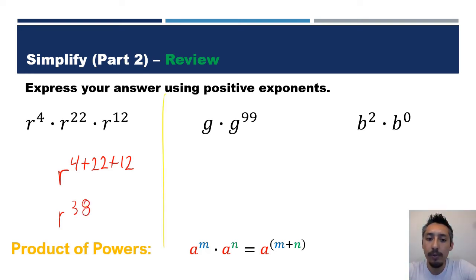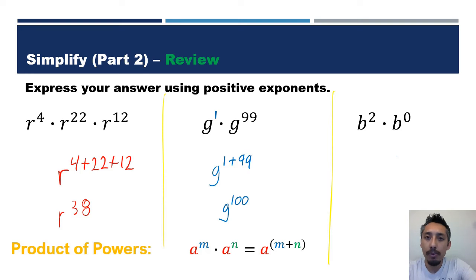This little one is a little different. The g doesn't have an exponent, but like we talked about in a previous lesson, it actually does have an exponent. It's invisible. It's an invisible 1. So here we're going to do the same thing. This is g because both of our bases are g in this problem. And then we're going to take 1 from the first one plus 99 from the second one. Our answer here is g to the power of 100.